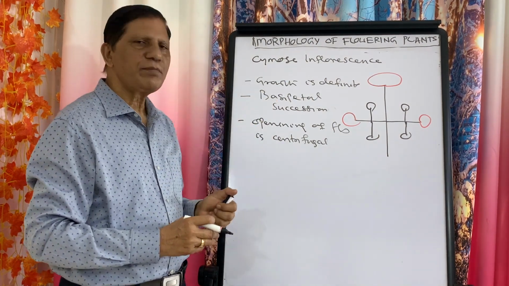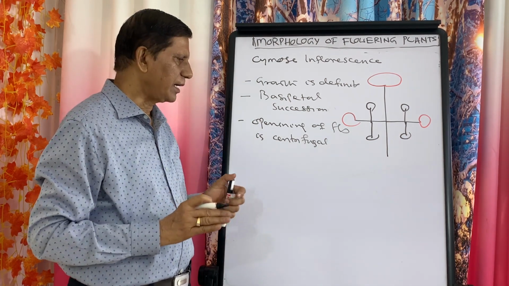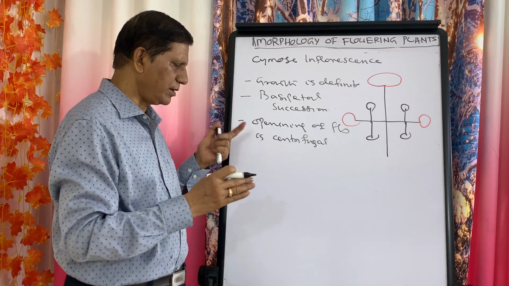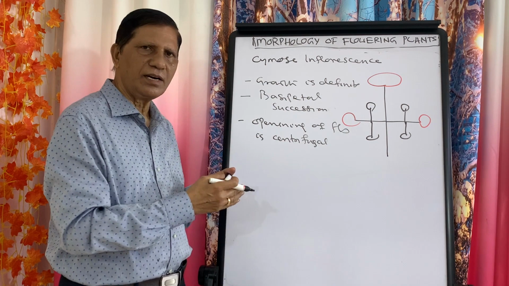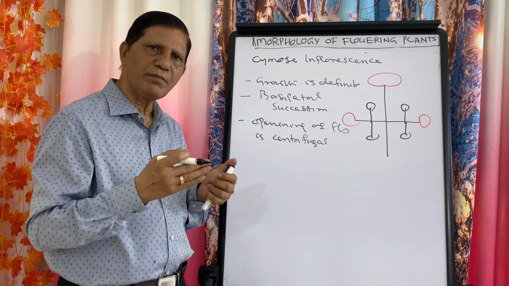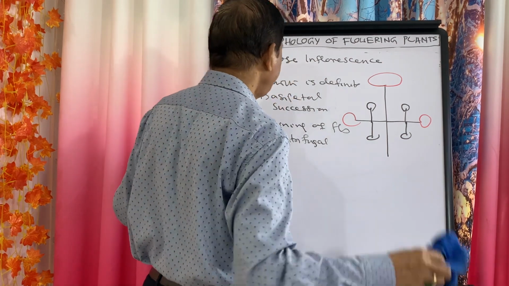Now the cymose type of inflorescence is again mainly of three types. We can call them unichasial, bichasial, and multichasial, or you can call them uniparous, biparous, multiparous. So let us discuss one by one.